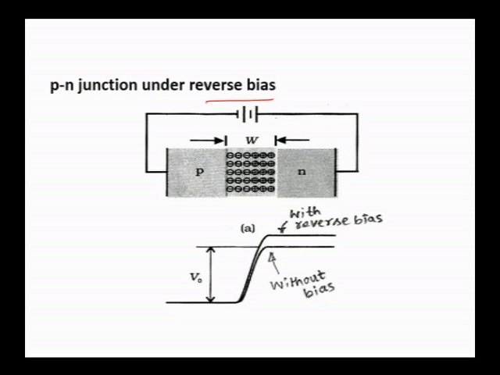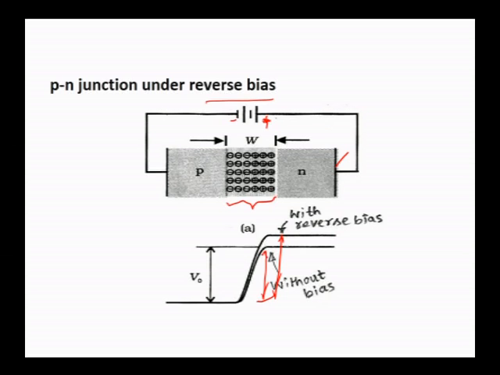Reverse bias, when you consider, as you can see in the picture, the positive terminal of the cell is connected to N-type, and the negative terminal is connected to P-type. Now this means that the depletion region width is going to increase. As you can see in this picture, immobile ions are piling up more, and without bias, whatever junction potential barrier height is there, that will increase further, making diffusion almost impossible.